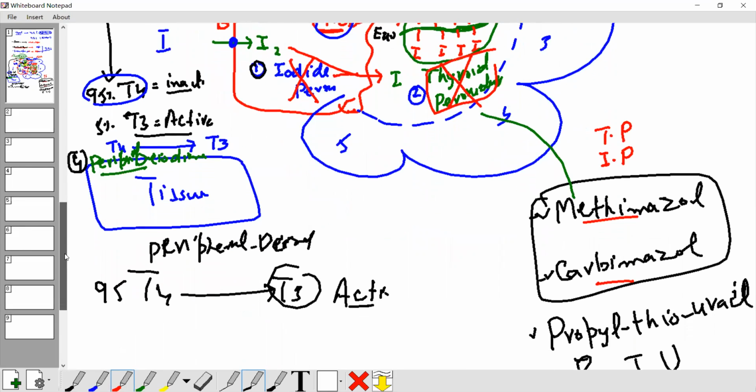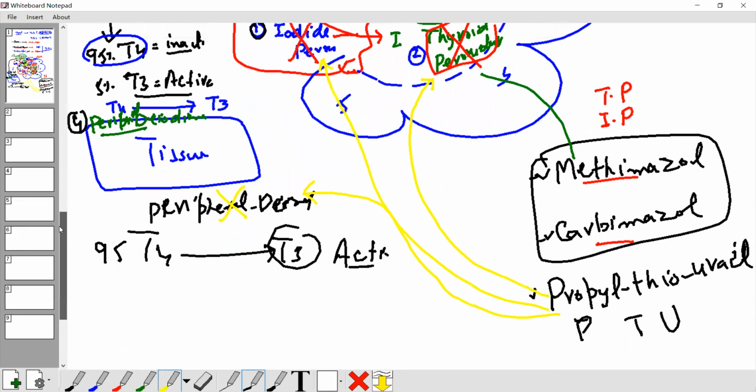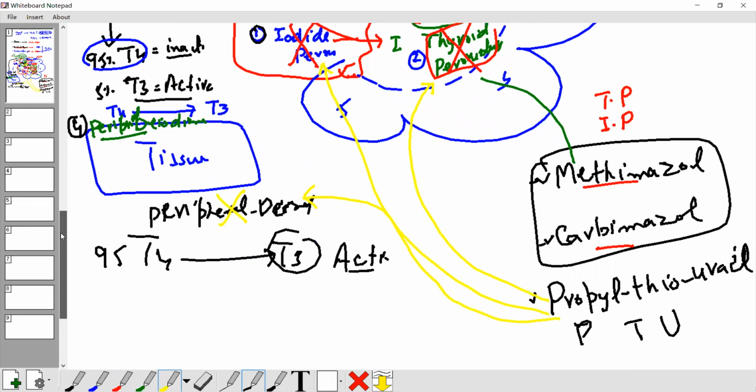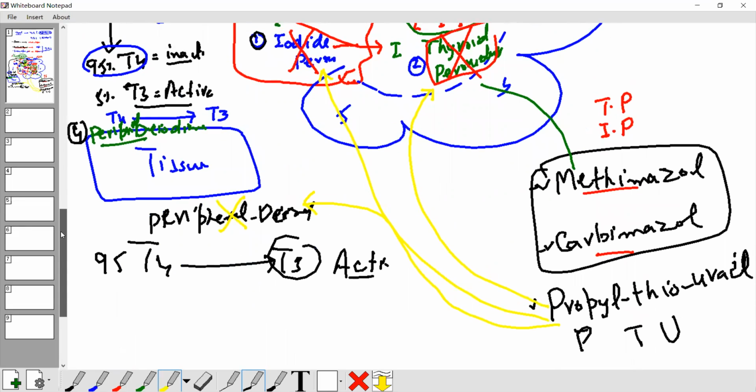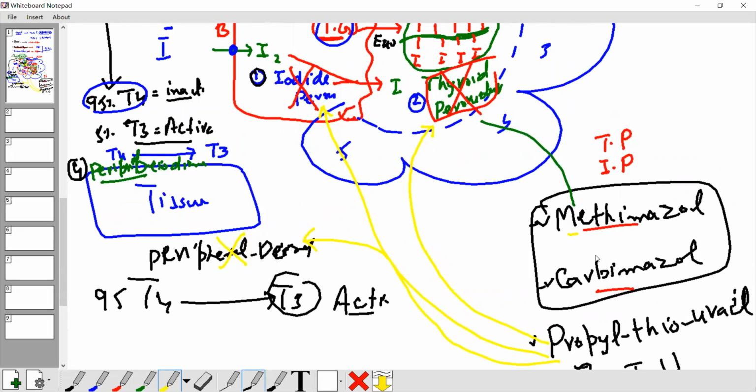And what is the action of PTU? Propyl thiouracil enters the follicle cell and also blocks these enzymes, and it also blocks one more enzyme. Try to understand the difference between methimazole, carbimazole, and propyl thiouracil. Which drug is better? PTU is stronger at blocking. PTU is stronger. Why?